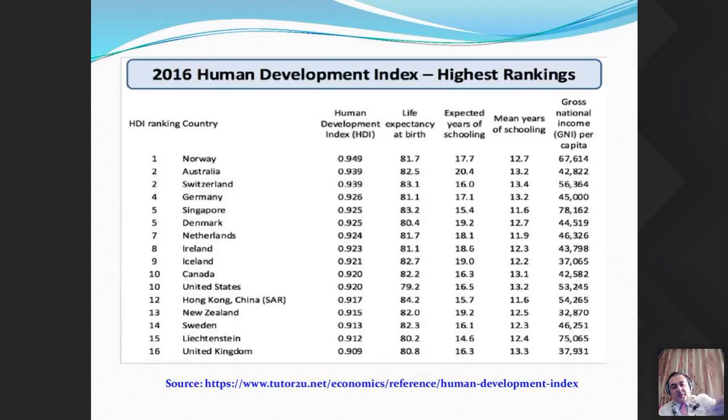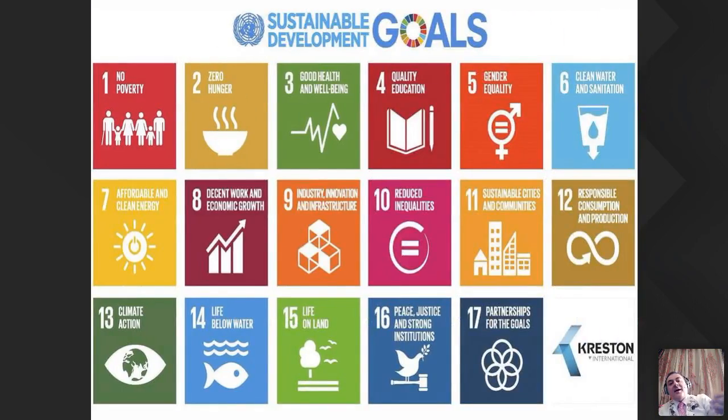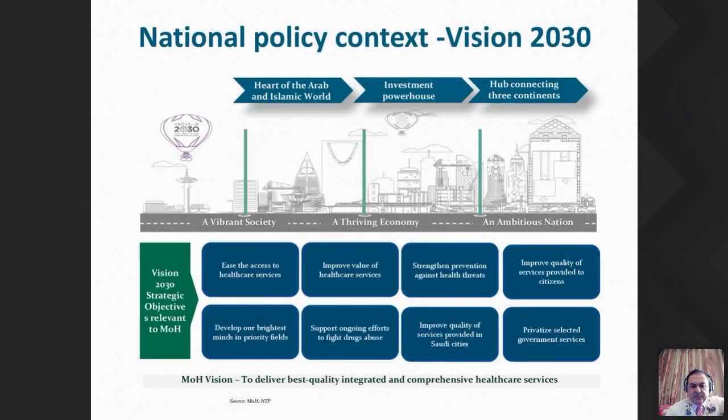We want to see the Kingdom on the map, and that's why the ambitious vision adopted those, what you call it, the Sustainable Development Goals, those 17 goals. I urge every one of you to look at them and look at how to link this to your daily business, because those 17 goals will impact your life and your children's life in the coming years. And that's why you could see the national policy consists of Vision 2030 about having easy access to care, and here it says improved quality of services provided by healthcare.